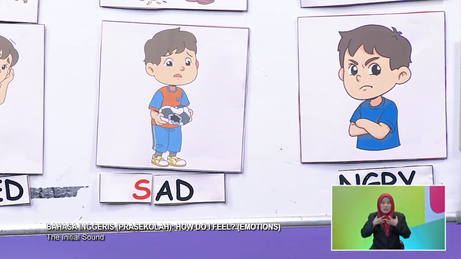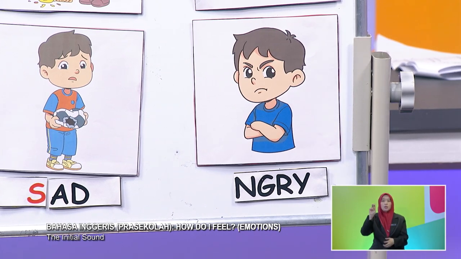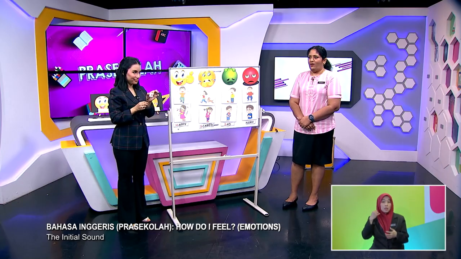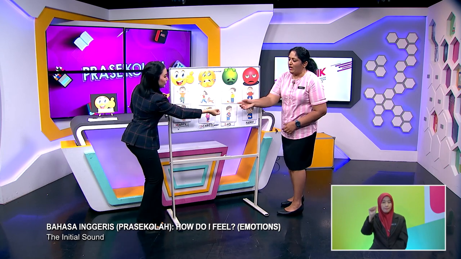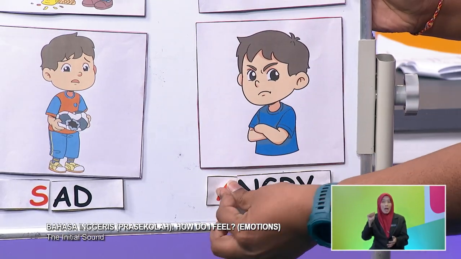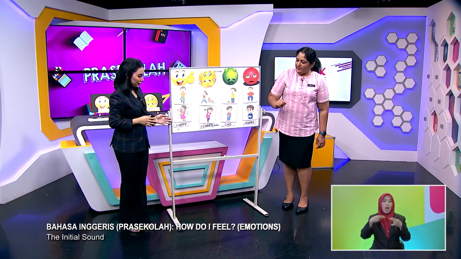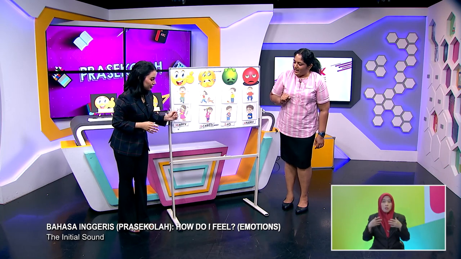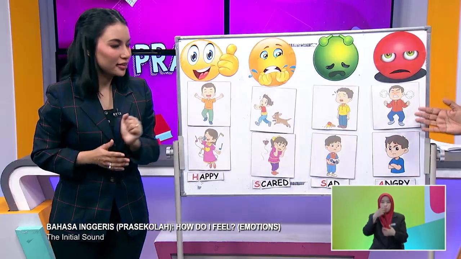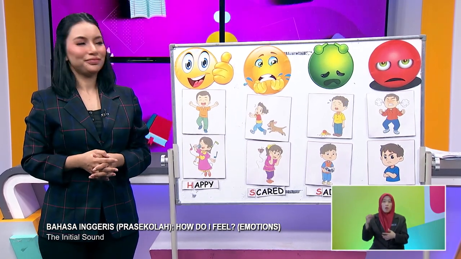Angry. So what's the initial letter there? A. So what sound does A make? Eh. Eh sound. Can you read it again, Shafika, the first one? Happy. Then? Scared. Sad. Sad. And? Angry.